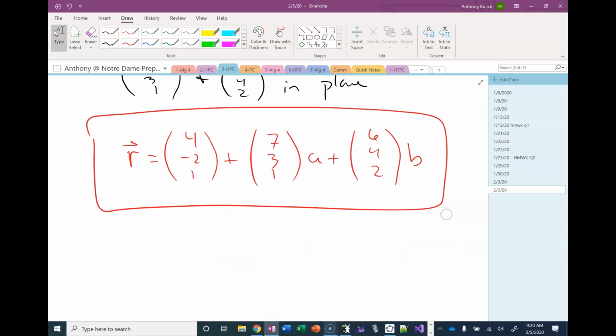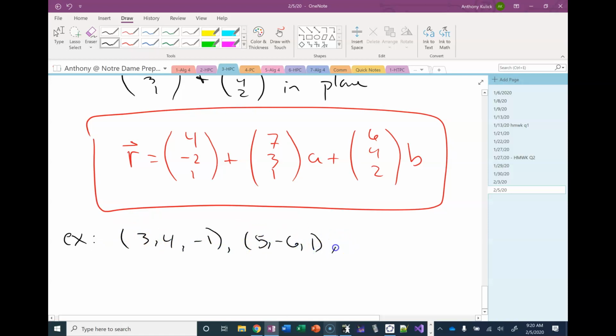What if we're a little less explicit and instead we give you just 3 points that lie in the plane? For the sake of notation, I'm just going to refer to these points as A, B, and C.